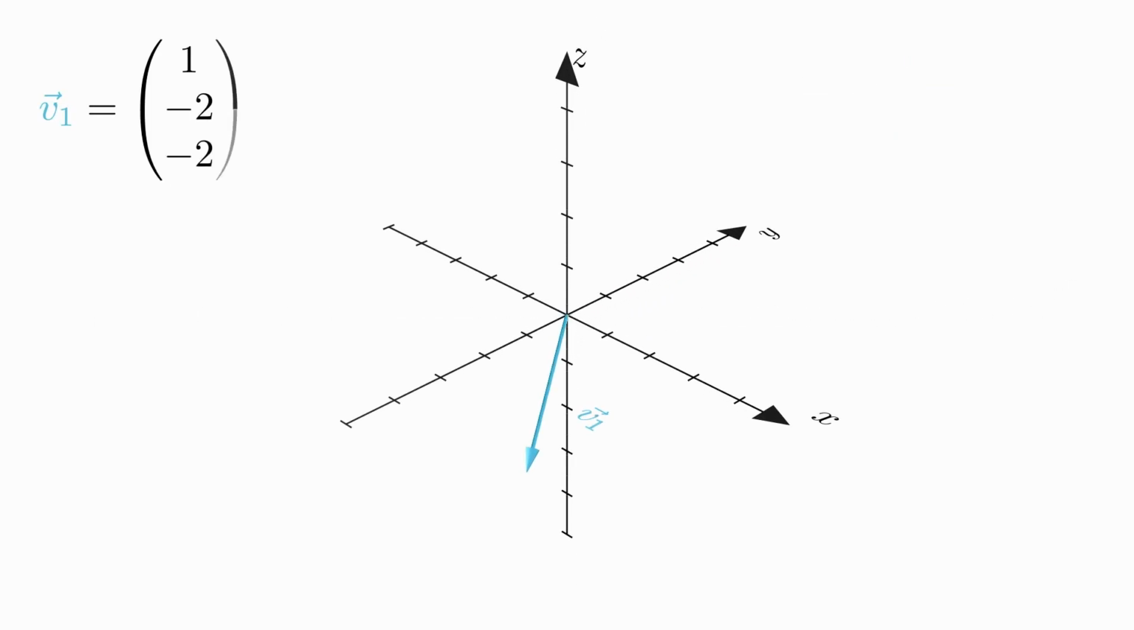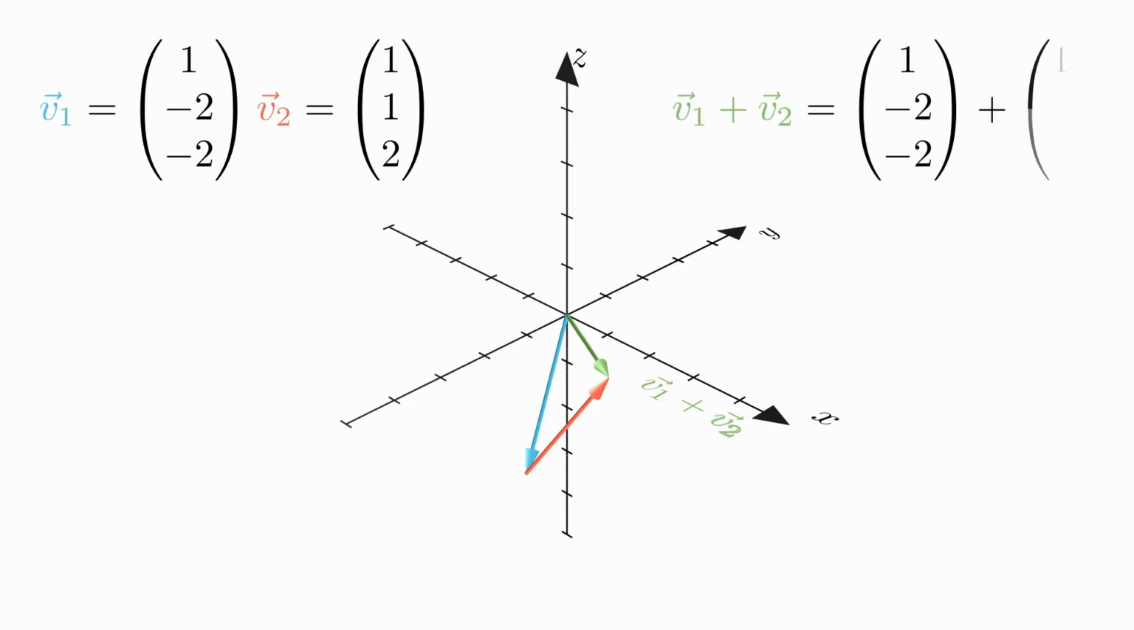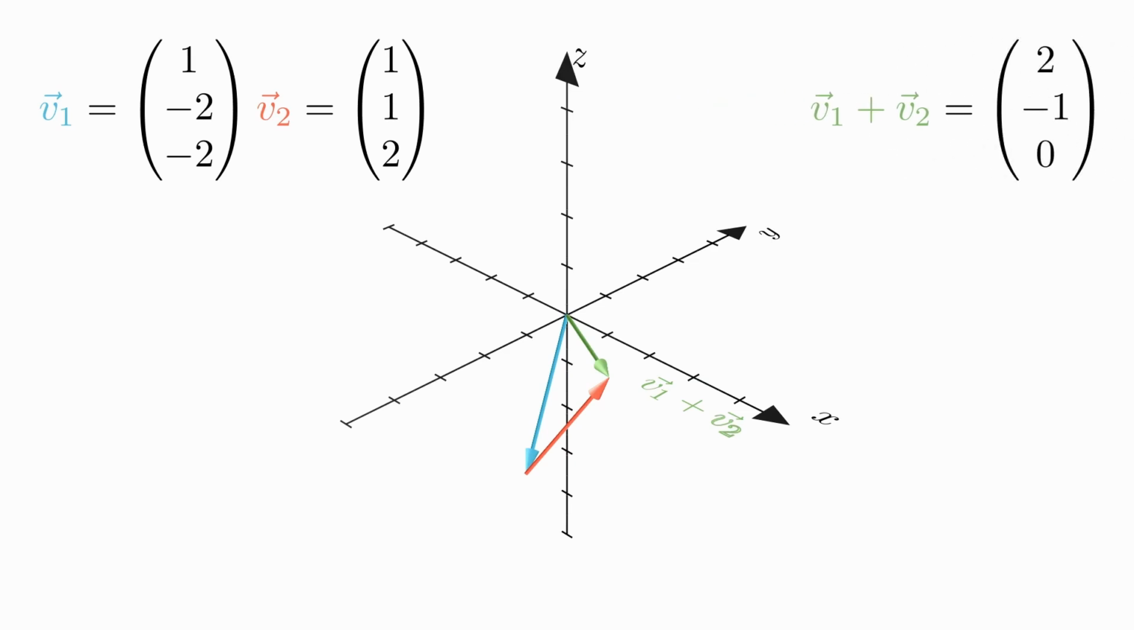Now let's talk about adding and multiplying 2 vectors. Adding 2 vectors can be thought of as putting the vectors tip to tail. The result of the addition is the vector drawn from the tail of the first vector to the tip of the second vector. Algebraically, vector addition is simple. We just have to add each vector component together.